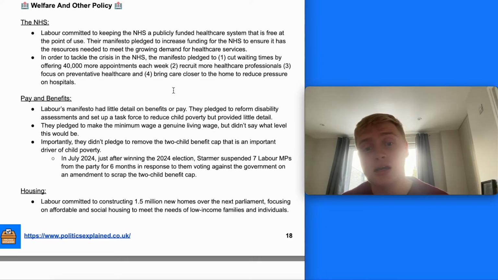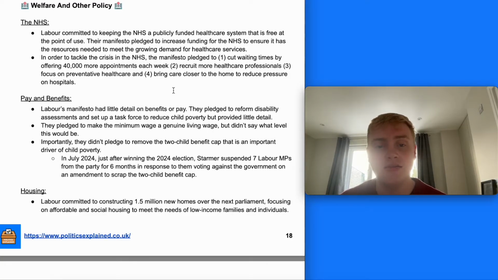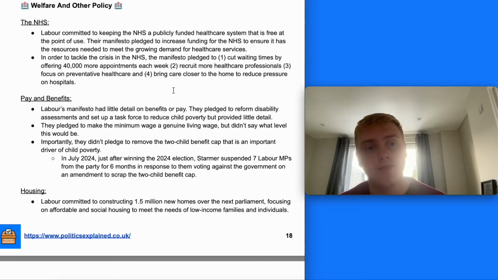And actually, Starmer suspended 7 Labour MPs very soon after the election, after they rebelled against the party on this particular policy on the King's speech. In some ways, therefore, I think you could see their manifesto on pay and benefits was much less left-wing than the Lib Dems, for example.